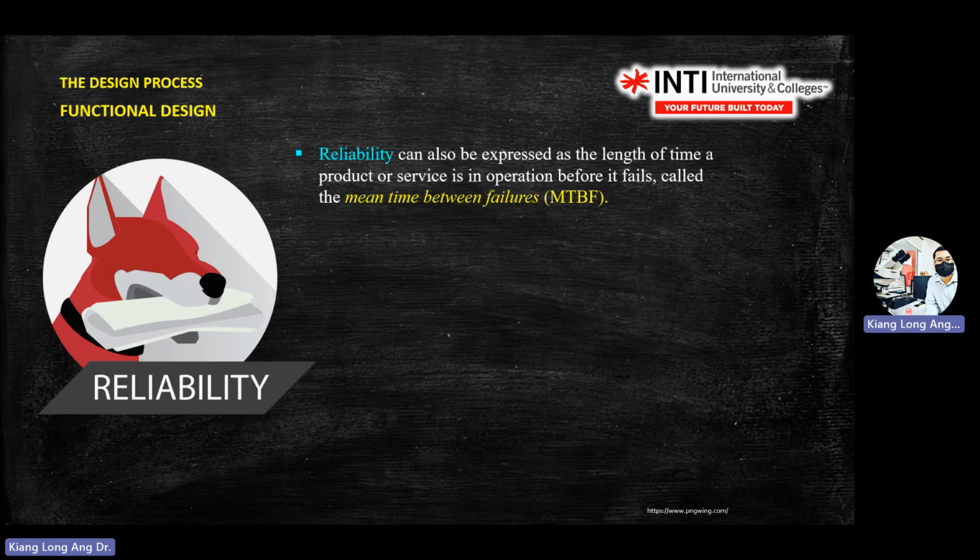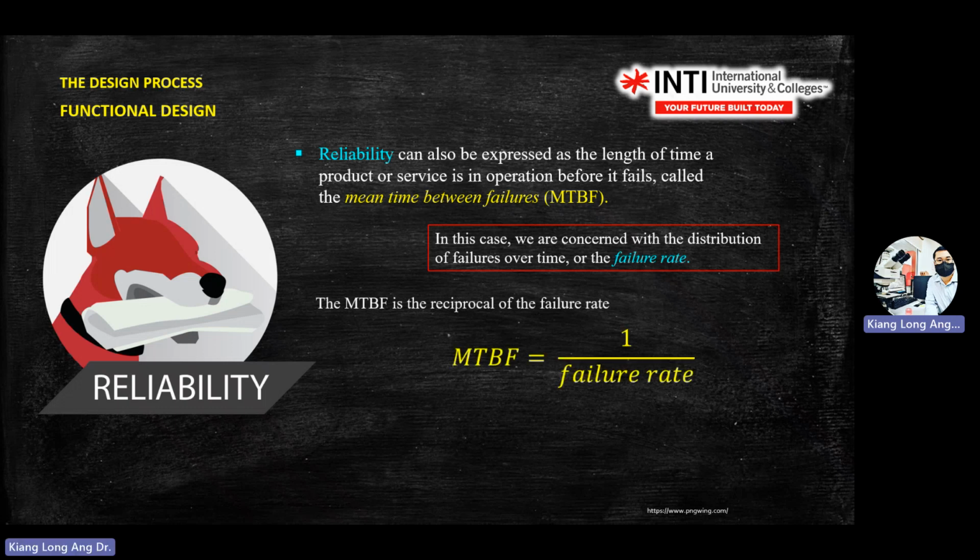So yeah. Okay. So again, reliability has other names. It's called MTBF. It's the length of time a product or service is in operation before it fails. So you will see this one when you use software to solve problems. Another word is called failure rate. Failure rate is another calculation. MTBF is a reciprocal of the failure rate, 1 over failure rate. This is the third equation for today. MTBF equals 1 over failure rate.